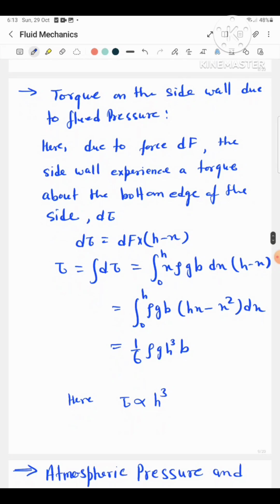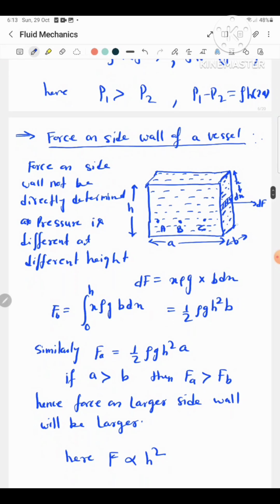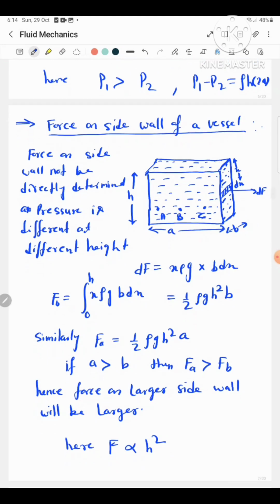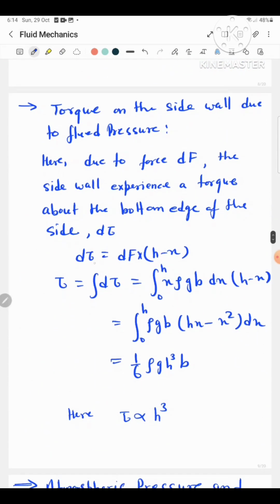We can also calculate the torque. Suppose we are calculating torque about the side wall B. So torque will be about this edge. The elemental torque d tau will be equal to dF into this distance, this height. Total height is h, that is x, then that will be h minus x. So d tau will be dF into h minus x.